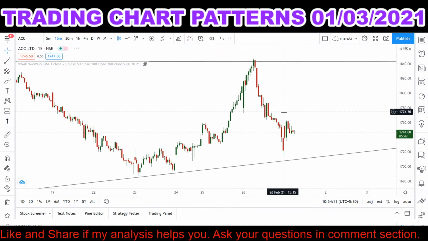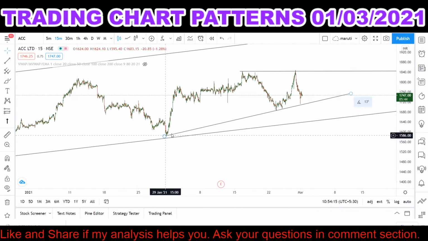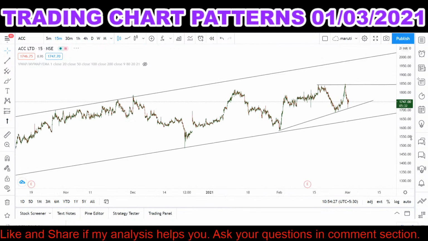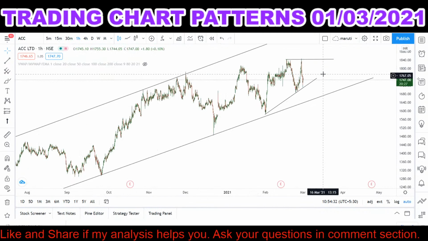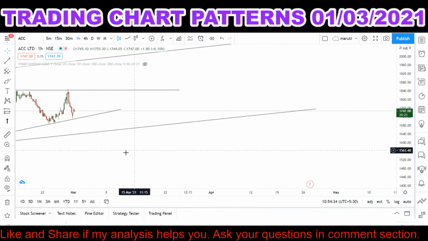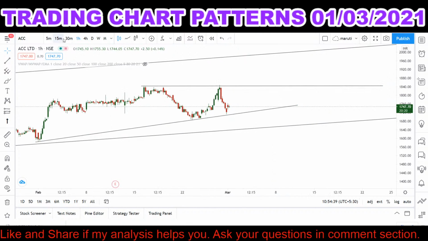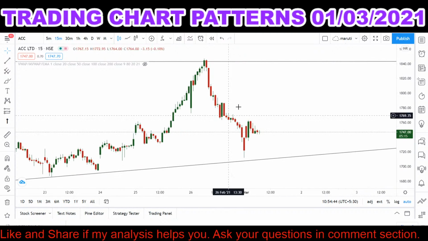Thereafter, let's see ACC. It is forming some sort of a pattern like this. It is forming an ascending channel kind of a pattern in ACC. Now ACC is taking support on this trend line. Now see, it is actually trading towards the downside.